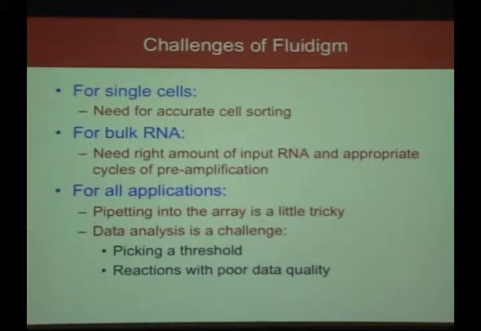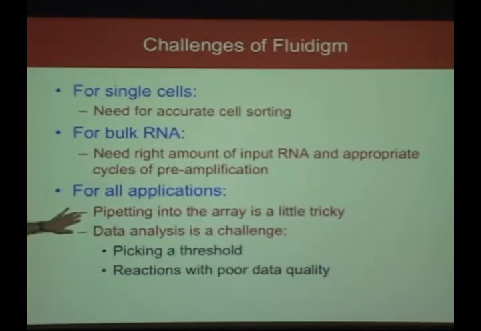But you do need the right amount of input RNA. If you're way above or way below the targeted level, it's going to be hard to get comparative data. And you need to get the appropriate cycles of preamplification. It kind of goes hand in hand. If you use more input RNA, you need less preamp, and vice versa. And if you don't get that balance right, you're not going to have good readouts.